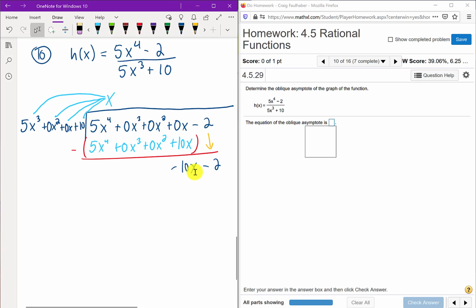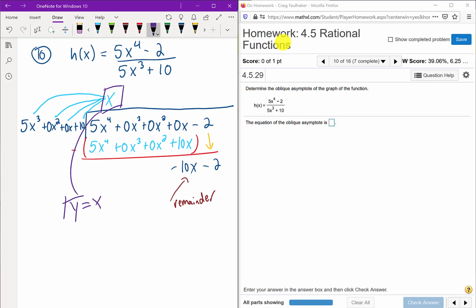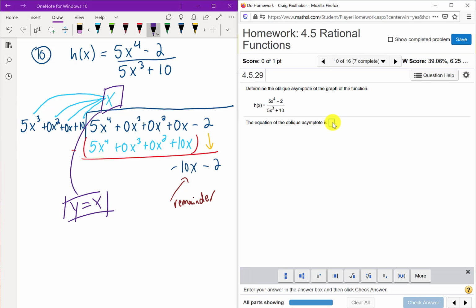We're basically at a point here where what remains down in our long division problem has a degree that is less than our divisor. If that is the case, then we are done and this is the remainder. Since when we're finding asymptotes we don't care about the remainder, we just take that quotient, set it equal to y, that is the equation of a line, and that is the equation of our oblique asymptote.